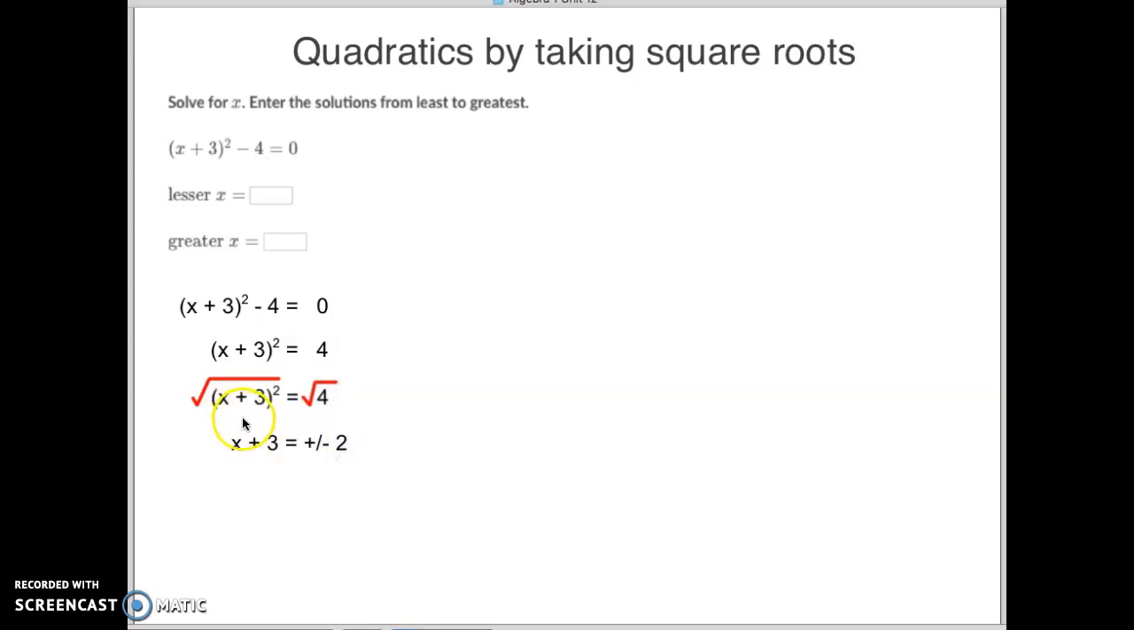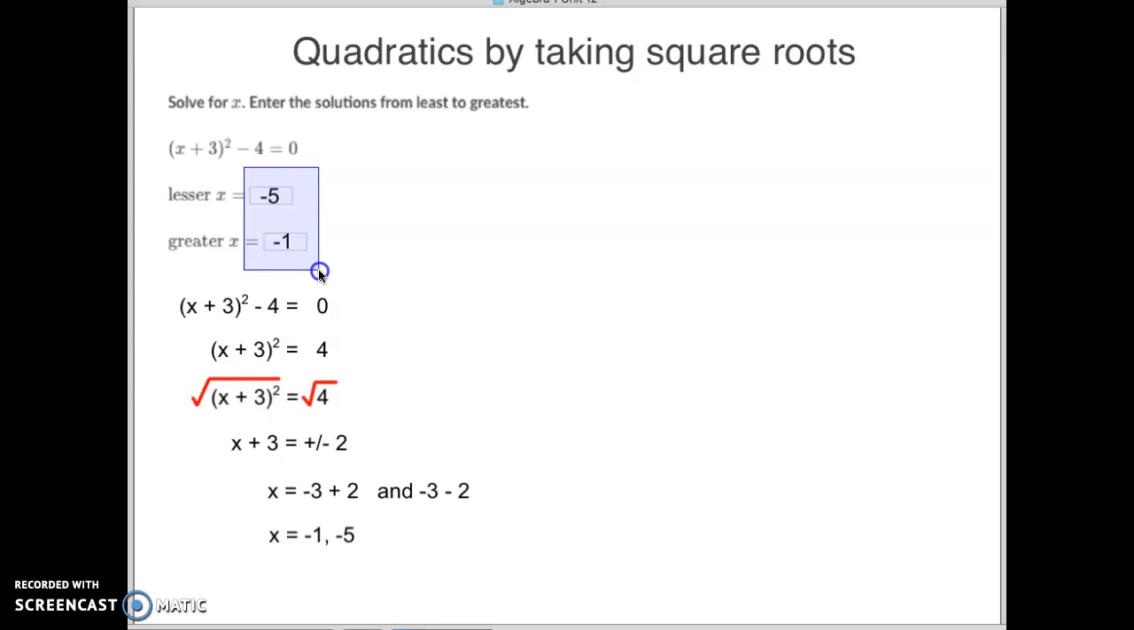Okay? Next step is we've got to get rid of this plus 3. How do you cancel out a positive 3? You subtract 3 from both sides. Now, when we do this, we need to subtract 3 from the positive value of 2, and we need to subtract 3 from the negative value of 2. Well, negative 3 plus 2 is negative 1, and negative 3 and negative 2 makes negative 5. So our two answers, in order, the lesser value is negative 5, the greater value is negative 1. That's how you do it.